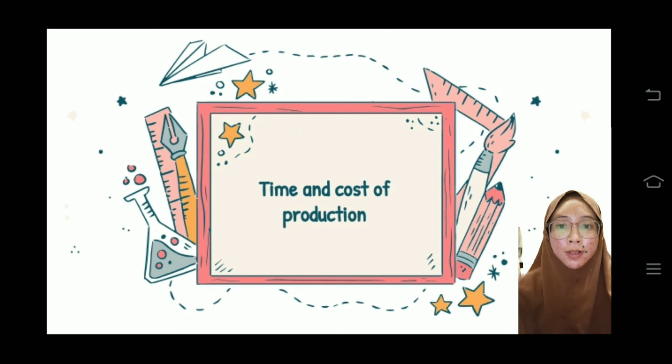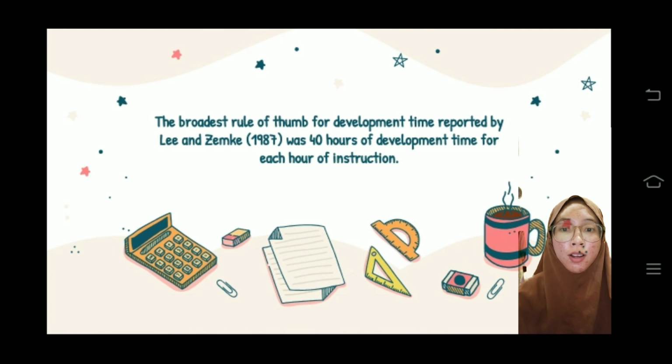The last is about time and cost of productions. According to Lee and Zemke 1987, the broadest rule of thumb for development time was 40 hours of development time for each hour of instruction.